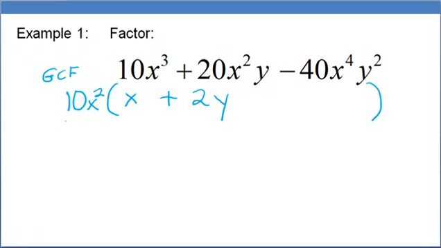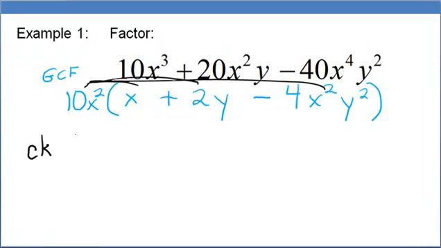Then we're going to multiply by something to get our last term. So we have a 10. We would like to get back a negative 40. So we're going to need to multiply by a negative 4. And then for our x's, we have x squared, so 2 x's, and we want 4. So we're missing 2 more x's. Also, we want to get a y squared, and we don't have any y's, so the y squared will need to be here. This is now a product, so it is factored. To check, we will multiply it back. So for our check, we're just going to distribute.